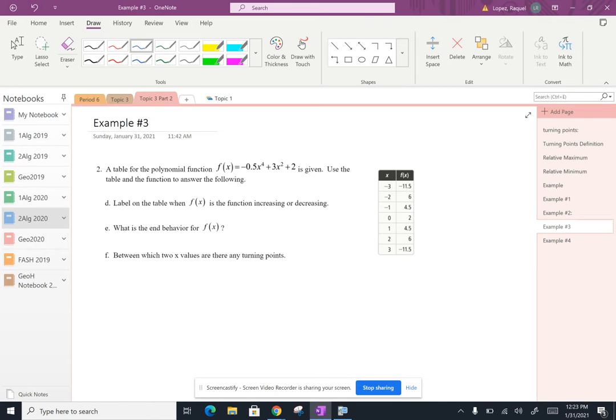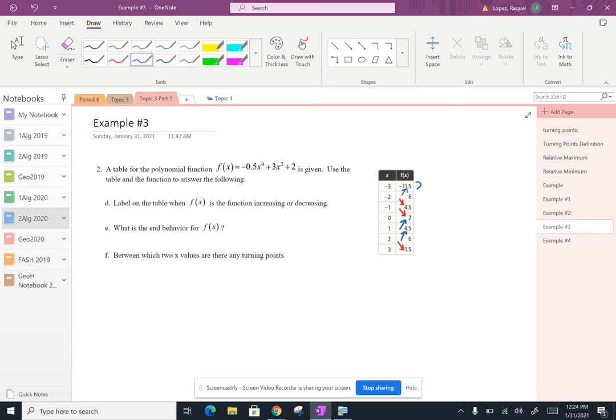So the first thing we're going to do is for part D, they want us on the table to label where the function is increasing or decreasing. So we're going to start over here. From negative 11.5 to 6, that's a big increase. And then from 6 to 4.5, that's a decrease. 4.5 to 2, that's another decrease. And then from 2 to 4.5, that's an increase, another increase. And then I actually do a big drop right here.